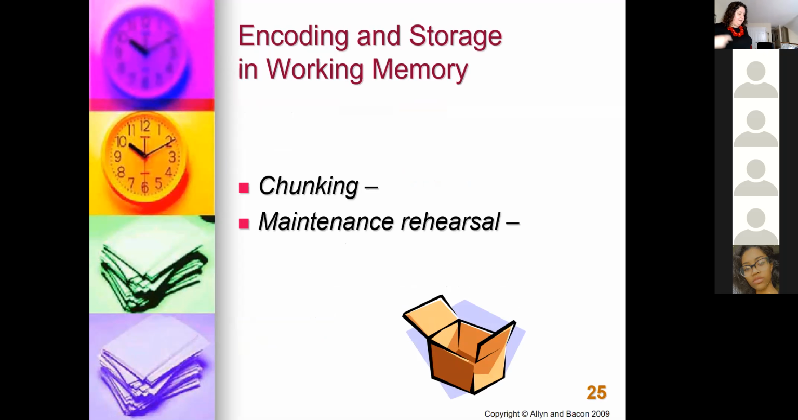Maintenance rehearsal is the process where you repeat the information or review it to keep it from fading while in working memory. So again, me saying 583 UGG, 583 UGG, right? Studying is often maintenance rehearsal, right? If you're doing flashcards or saying things out loud to yourself or writing stuff down.